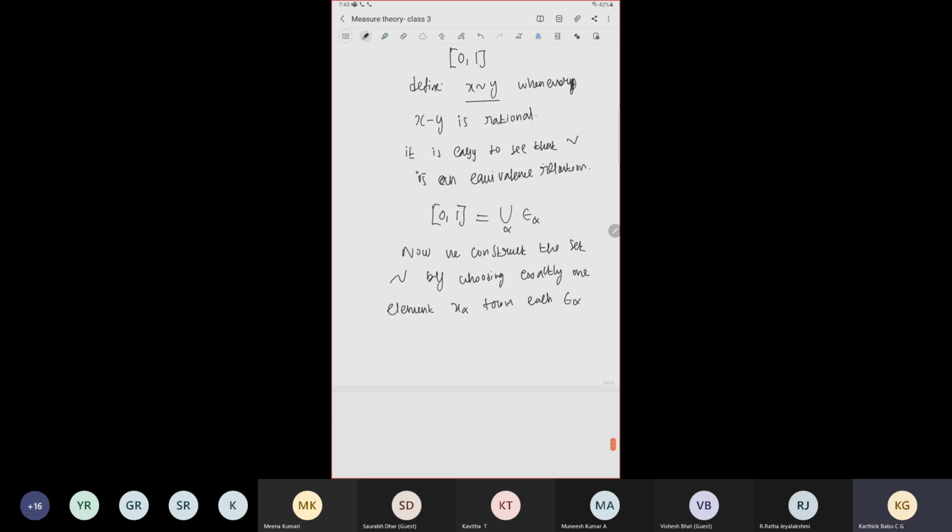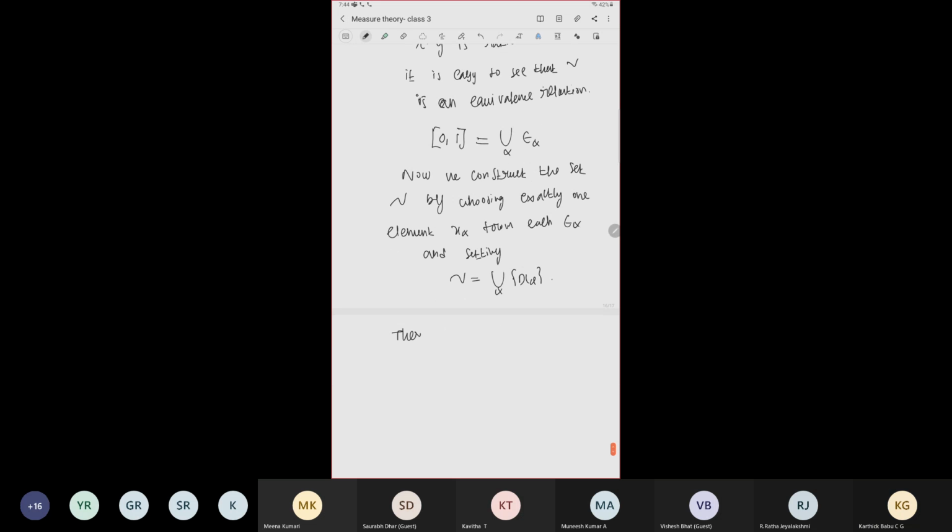And we take the union of all these points, setting N equal to the union over alpha of x alpha. This can be done by the axiom of choice, choosing one point from each set. This is uncountable. The difference within a class is rational, so each class is countable, but the number of equivalence classes is uncountable, so we are choosing one from each, and this set is also uncountable. But we can prove that this particular set N is actually non-measurable.